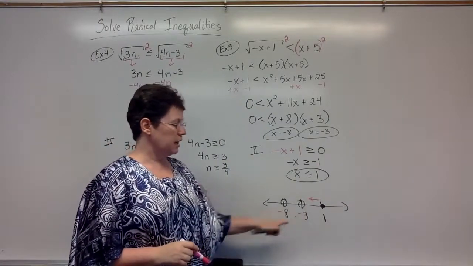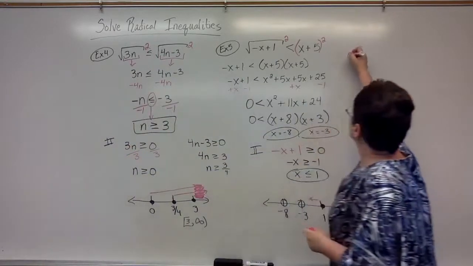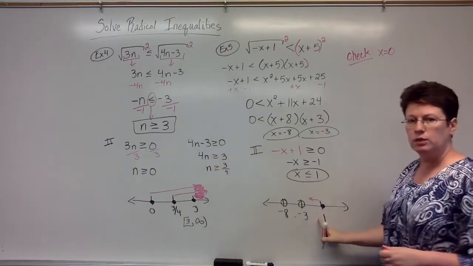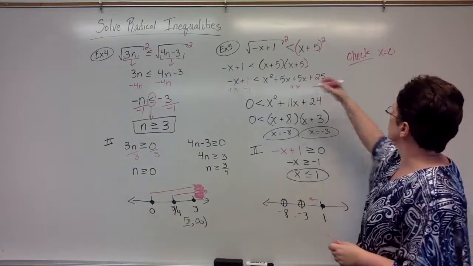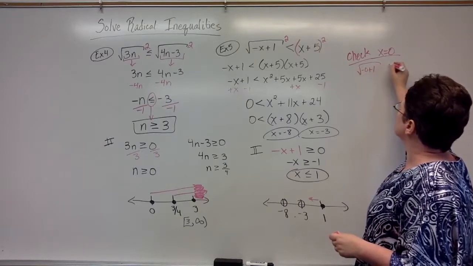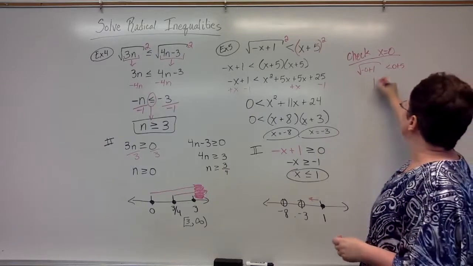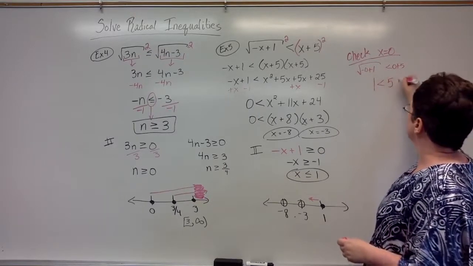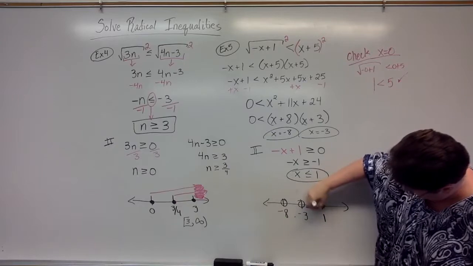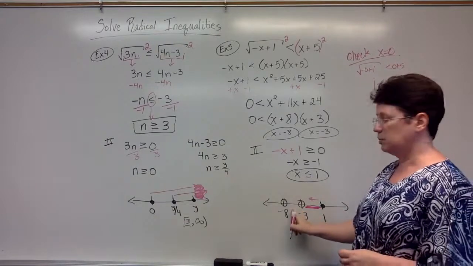But for these guys, I'm going to plug in some numbers and check it, okay? Really easy one to check is x equals 0. 0 is right here in between 1 and negative 3. So I'm going to plug in 0. So I would have square root of negative 0 plus 1, is that less than 0 plus 5? Well, that would end up being 1, so is 1 less than 5? Yes. So I'm definitely going to shade in that area. That satisfies my inequality.